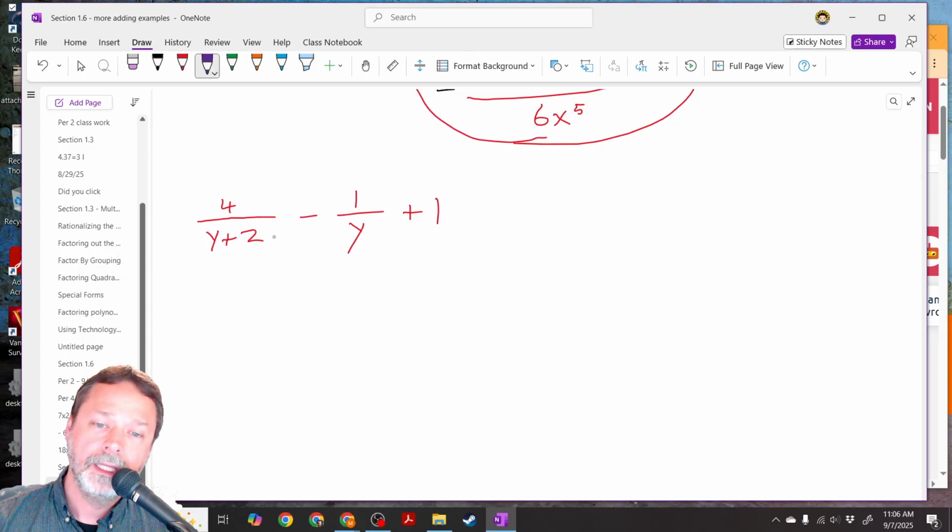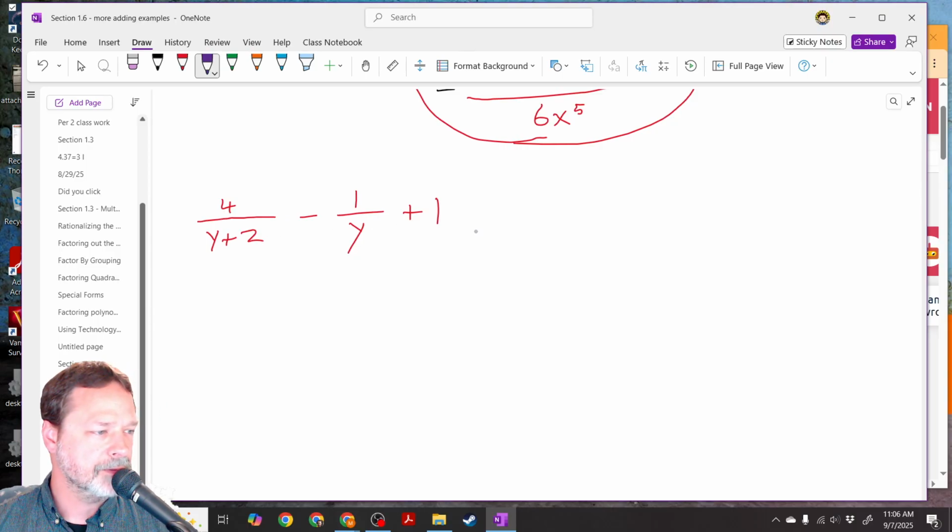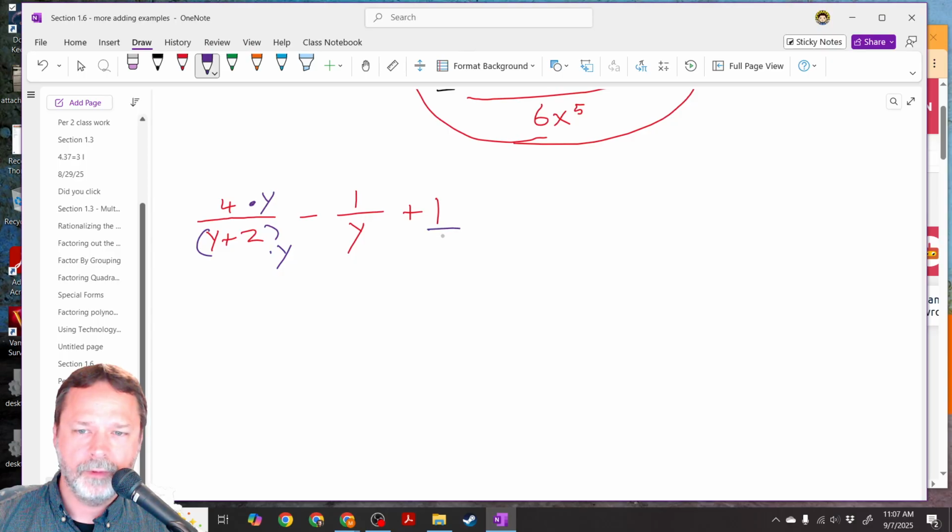So here we go. The nice thing about this one is all the denominators are factored already. I don't need to factor them. I just need to get them all the same. So it's the same idea. I got a y plus 2 here, and there's a y over here. I need a y as a factor over here. So I need to multiply this times y, and whatever I do to the bottom, I do to the top. The 1 is really 1 over 1. We don't need to worry about a denominator of 1.